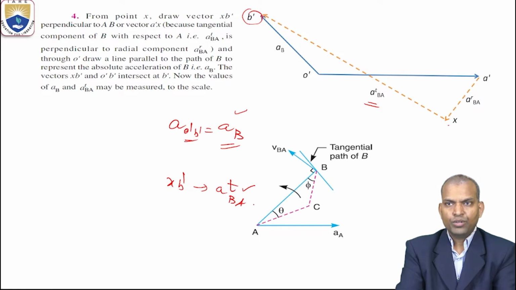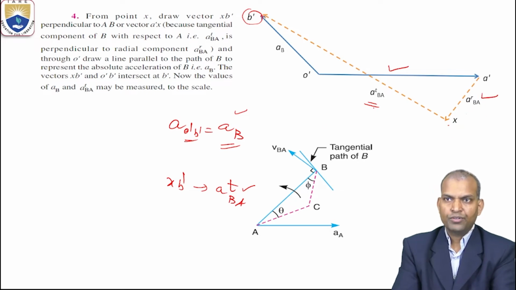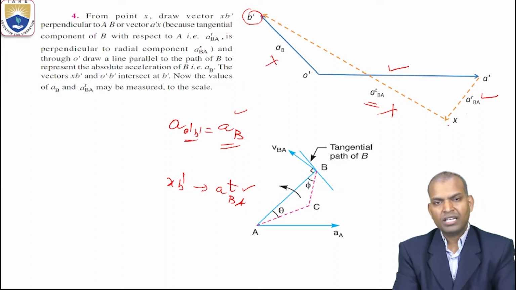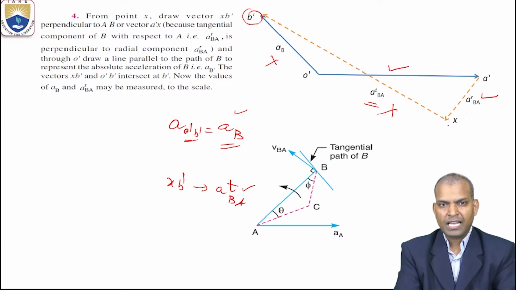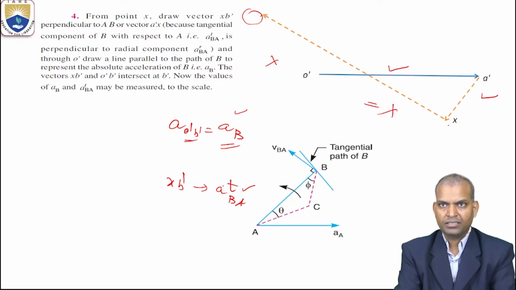In this problem, we know O dash A dash, both magnitude and direction, and we know the magnitude and direction of ARBA, but we don't know ATBA or the value of AB. So how do we calculate the unknown values, that is the tangential component of acceleration and the total acceleration of point B on the link? Let us begin.